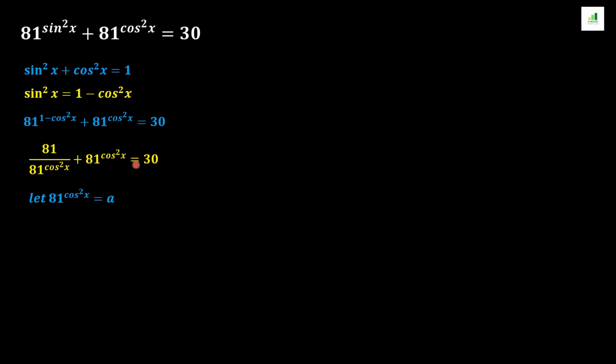Now, in the next step, we should consider 81 to the power cos square x is equal to a. Now, we will replace both of these values with this a, and as a result, we will get 81 over a plus a equal to 30, which is our new expression.